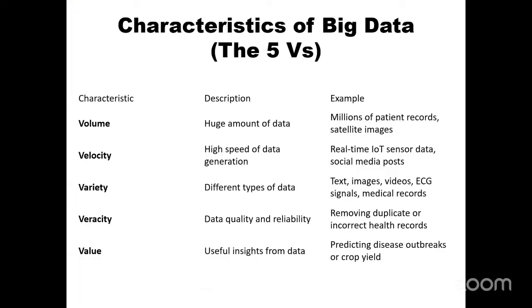Variety. Variety, because it's not only text data now; we have image data, video data, medical data, medical records, you name anything. You have that kind of variety in the data set. Then veracity, that is data quality and reliability. When we are talking about a data set, we are sometimes having incorrect health records.